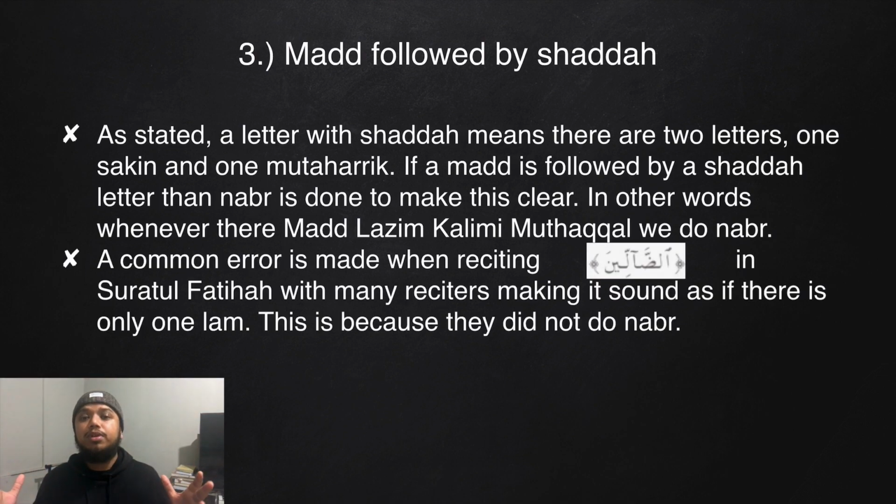There's a very common error amongst people reciting the Quran whenever they read the word ad-dallin in Surah Al-Fatiha. Many reciters do not do nabr and they make it sound as if there's only one lam. They will say ad-dallin. This is because they do not do nabr. But we should do nabr. It should be غَيْرِ الْمَغْضُوبِ عَلَيْهِمْ وَلَا الضَّالِّينَ.